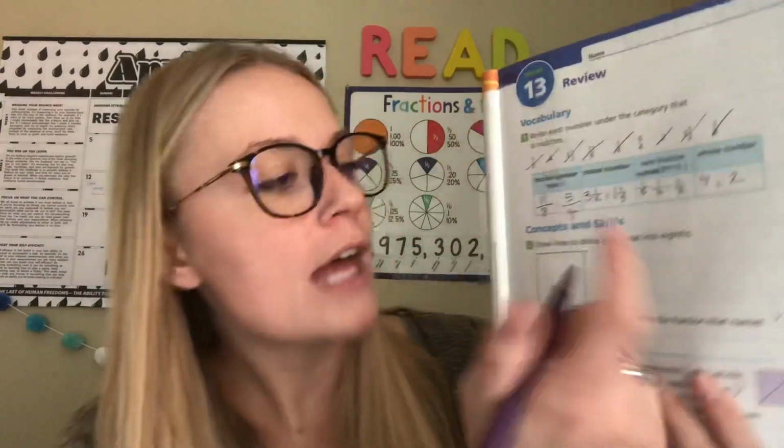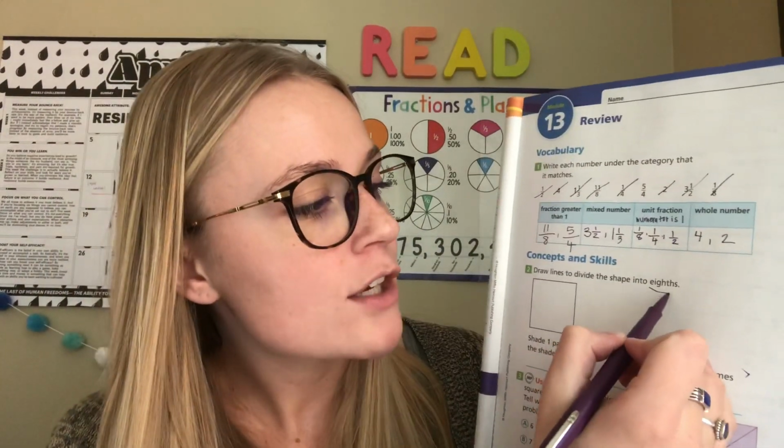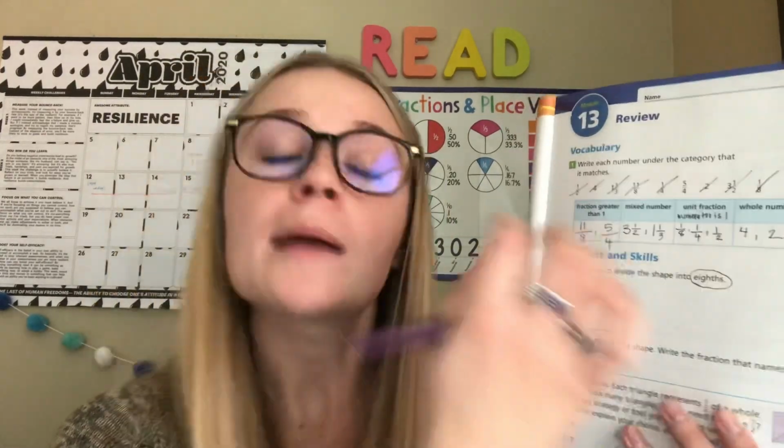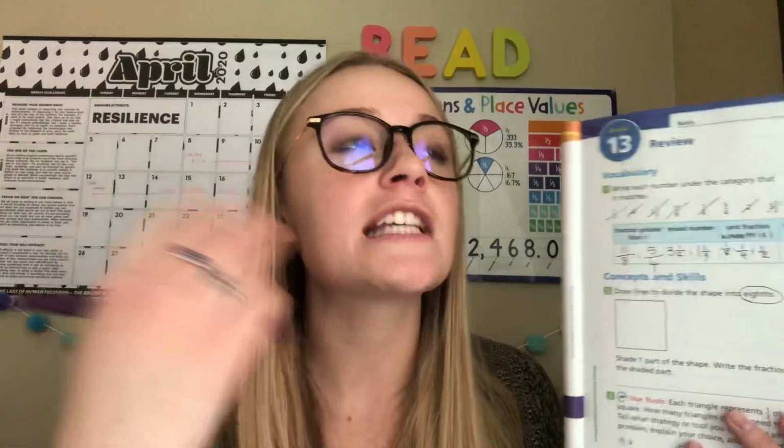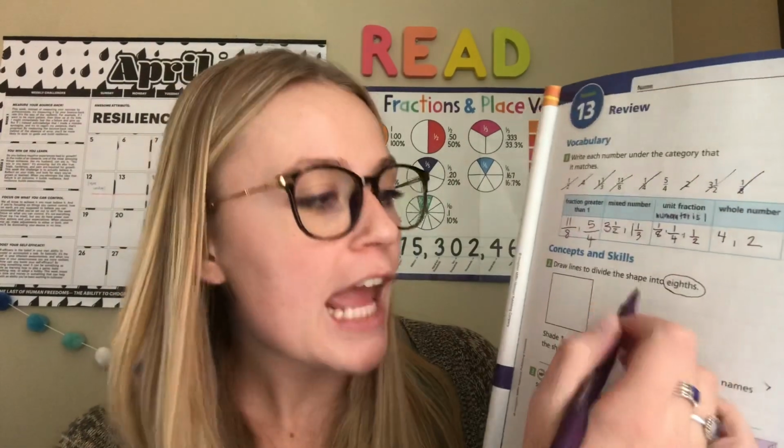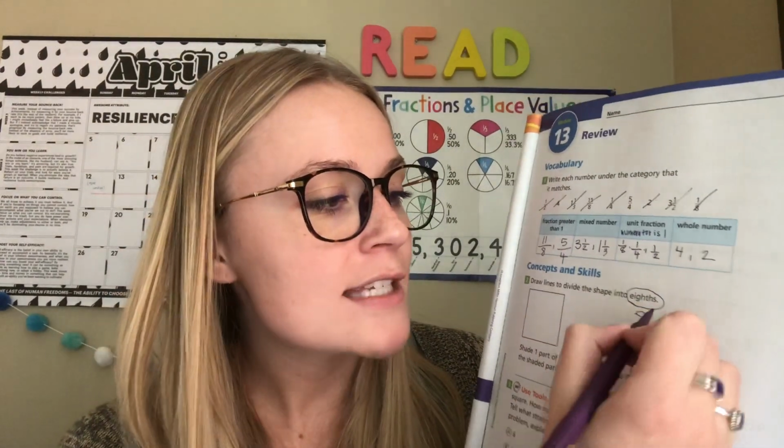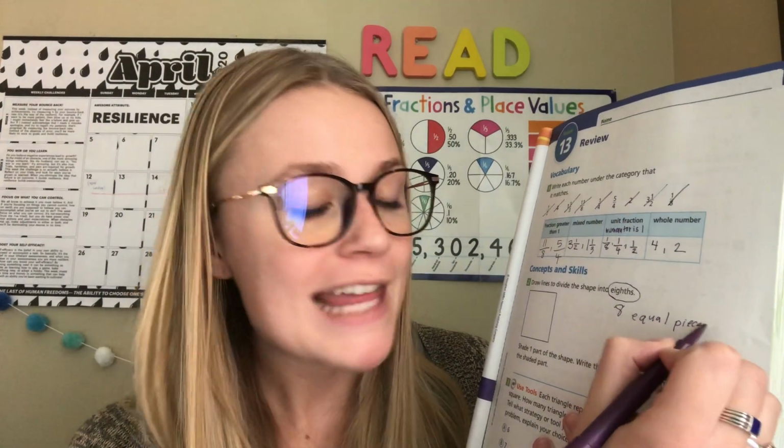All right, totally groovy. Let's do number 2. It says, draw lines to divide the shape into 8s. So in order to do that, I need to know what eighths mean. Okay, so I'm using context clues, things that I know about numbers, and eighths means that there are 8 equal pieces. So maybe write that on the side so you know that eighths means 8 equal pieces.